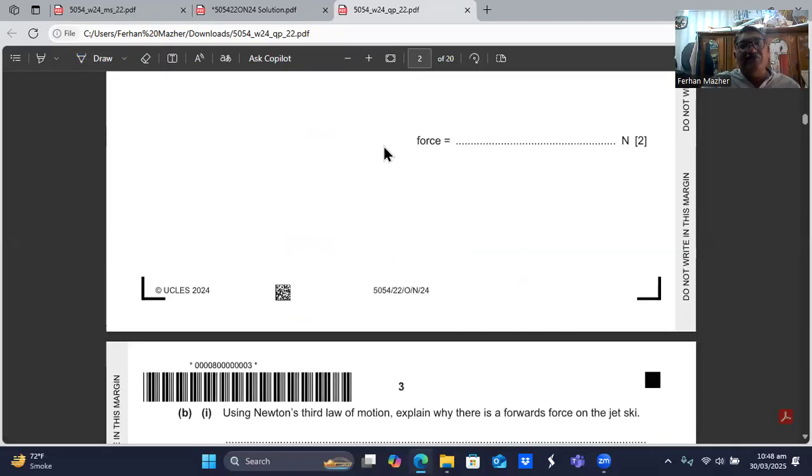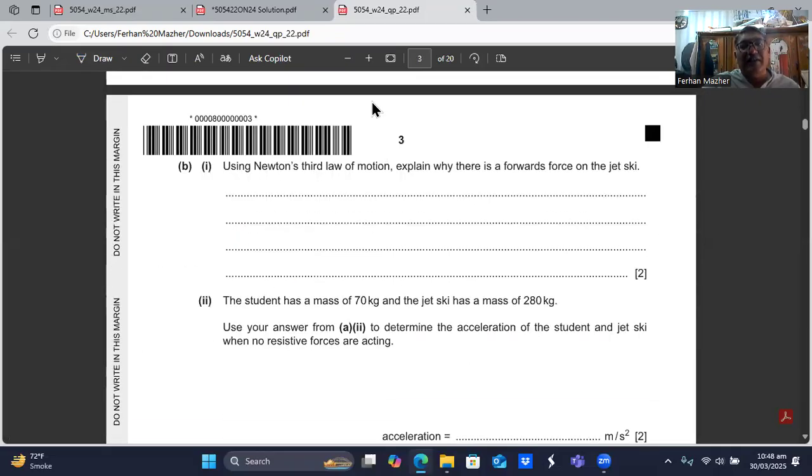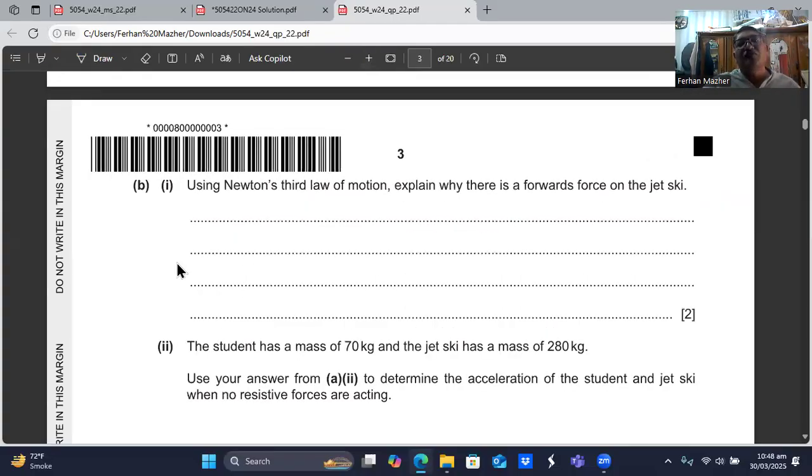In the next part, question number 1, part B, they say, using Newton's third law of motion, explain why there is a forward force on the jet ski. You see, the pump is applying force on the water, and the water will apply force on the pump. Both these forces are action and reaction. So the force exerted on the water, the same amount of force will be exerted on the pump, and the water will go to the right, but the pump or the jet ski will go to the left. So they are action and reaction.